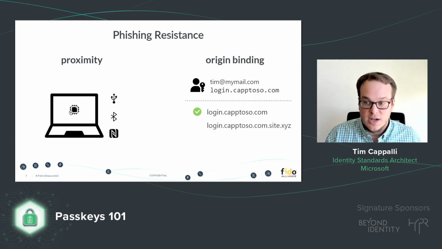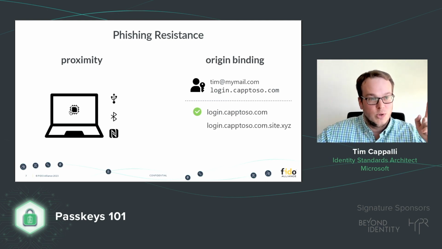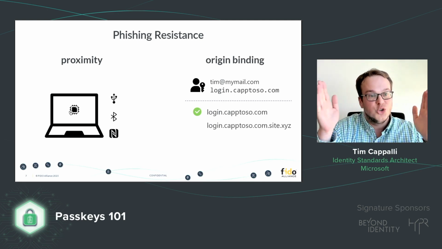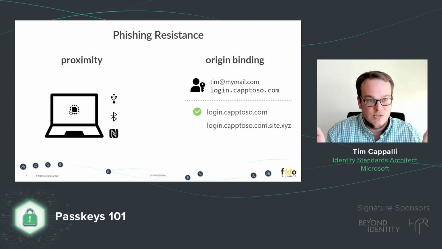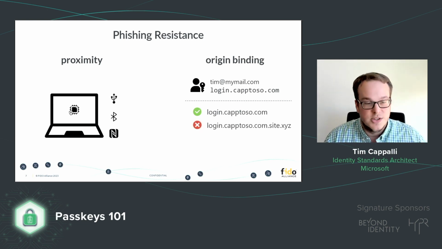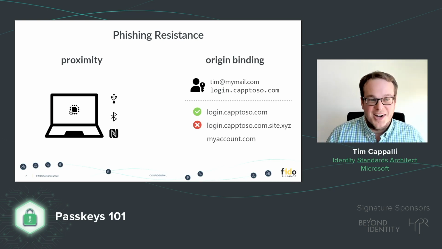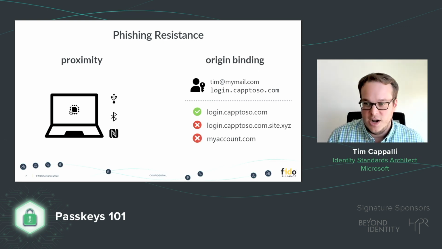Now, if we were to go to login.captoso.com.site.xyz, this is a very, very common pattern for attackers, right? They will do super, super long domains. They'll keep tacking on subdomains in the hope that the browser truncates the right-hand side and you only see login.captoso.com. Very, very common trend. But because this is origin bound, this credential only works for login.captoso.com. This credential cannot be asserted for that service. Obviously, myaccount.com, completely different domain altogether, different top level and everything, gone, right? Not able to use it.